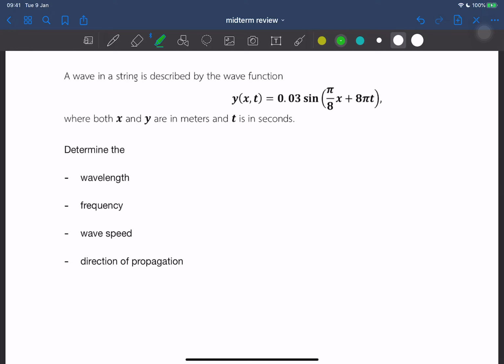Well, after thermodynamics, we talk about waves. And one of the things that you need to know is how to interpret the wave function. For example, in this one, you're given a wave function, which, I mean, it can describe any wave, sound wave or wave in a string. It's given by this, okay? And you're asked to find the wavelength, the frequency of the wave, the wave speed, and the direction of propagation. So I'll give you 1 minute to think about this.